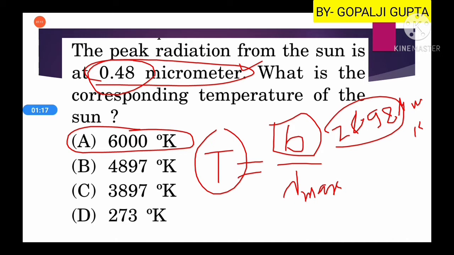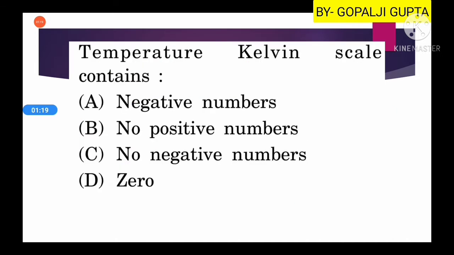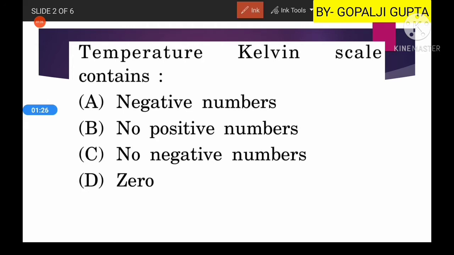Then let's see another question, which is: the Kelvin temperature scale contains. Now as we know, on the Celsius scale, 0 degree Celsius is the freezing point and 100 degree Celsius is the boiling point. So the Celsius scale contains positive values, 0 and negative values, but when we talk about the Kelvin values, which is denoted by the symbol K, it has no negative numbers. Okay, so the third option will be our right answer.